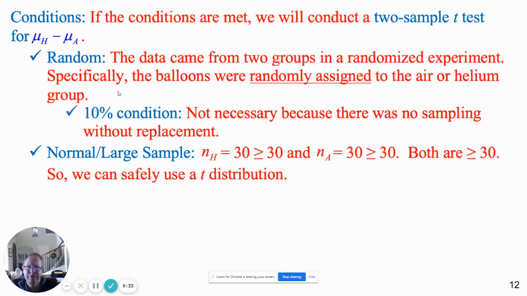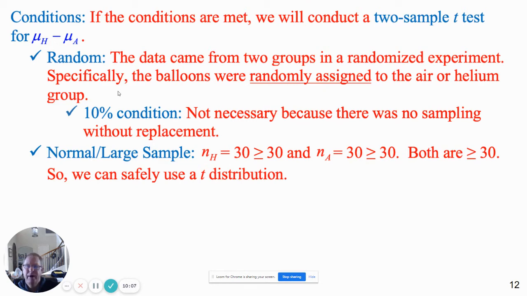Now we have to check our conditions. This procedure is called a 2-sample t-test for difference of means, so I want you to write that out at the beginning of the condition section. We need to check the random condition. The data came from 2 groups in a randomized experiment. So we don't have 2 samples here, we're doing an experiment. So here's how I handle it. The data came from 2 groups in a randomized experiment.